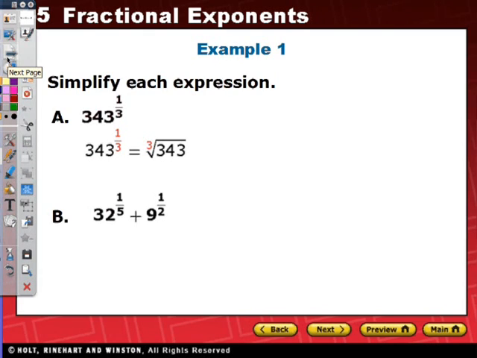So this seems complicated at first, but it's actually not as complicated as it sounds. If I'm going to take, for example, 343 to the 1/3 power, I'm going to take the cube root of 343. Now, many of you have calculators where you can do that. If you don't, it's okay.